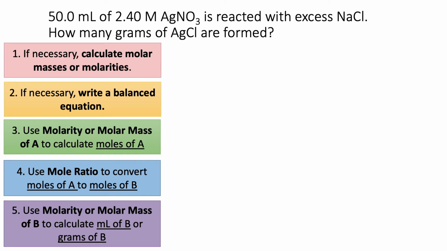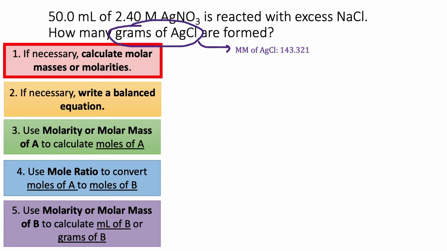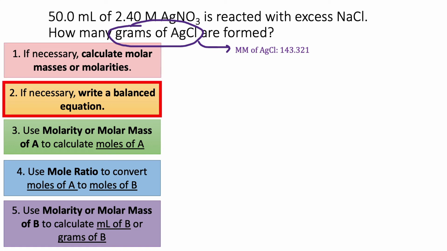And so let's look at our steps. First, we're going to calculate molar masses or molarities. Now we're given a molarity, but we are asked to calculate the number of grams of silver chloride, so we're going to need the molar mass, which I've calculated to be 143.321. Next up, write a balanced equation, if you don't already have one, which we don't, and I'm just going to put this here. We've actually done one of these problems.